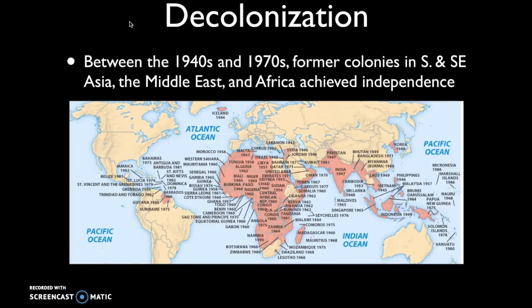First of all, we need to understand the process of decolonization. Between the 1940s and the 1970s, former colonies in South Asia, like India, Pakistan, Bangladesh, in Southeast Asia, like Vietnam, Laos, Indonesia, the Philippines, the Middle East, including the ones that we saw with the collapse of the Ottoman Empire, like Syria and Jordan, and in Africa, achieved independence. And this leads to the formation of our modern day map.